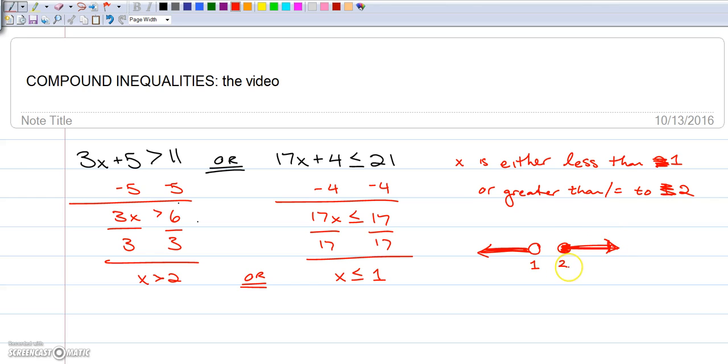Do you know which one it's going to be in? Not a clue. I don't have a clue. You don't have a clue. That means we need to have both answers, both possibilities.